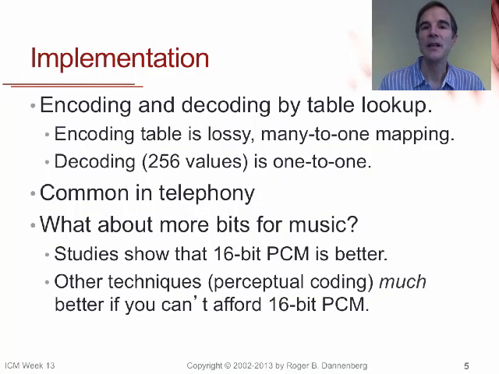Mu-law is common in telephony, where audio is fairly low quality, 8-bit. And what about using more bits? Use the mu-law technique, not for low quality telephones, but for high quality music. Well, it's been tried, of course, and studies show that 16-bit PCM is better. If you're going to use 16 bits, it's better to use PCM. And I think that's because 16-bit gives you such small quantization levels, even close to 0, that a non-uniform distribution of quantization levels doesn't really help.